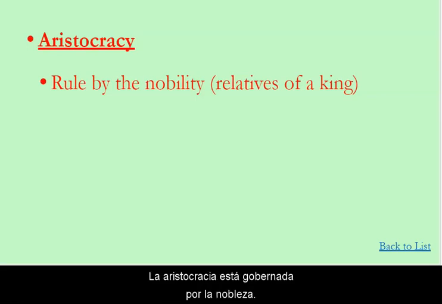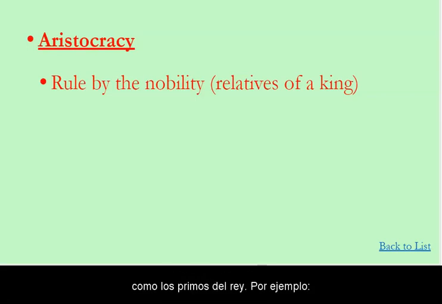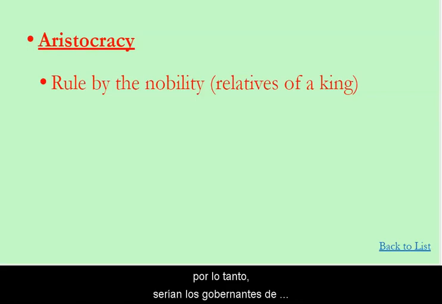And last, we have aristocracy. Aristocracy is ruled by the nobility. The nobility are going to be the relatives of the king, like the cousins of the king, a duke, a duchess, an earl. Those are the people in the nobility, and so they would be the rulers in an aristocracy. Again, that doesn't happen often in our countries today.